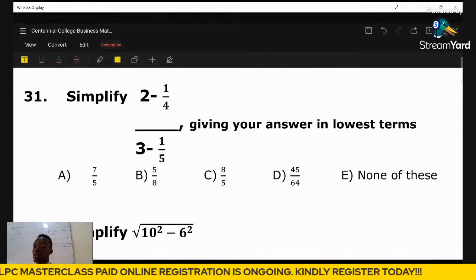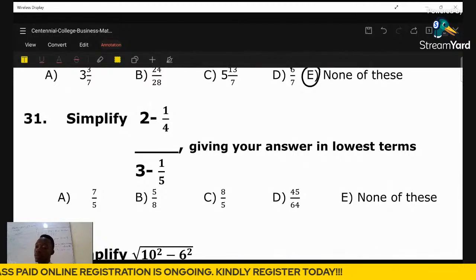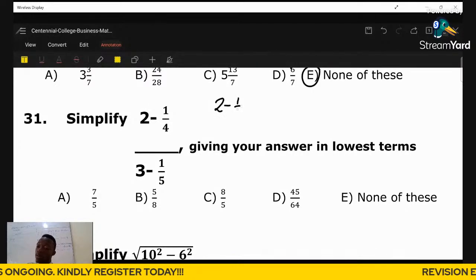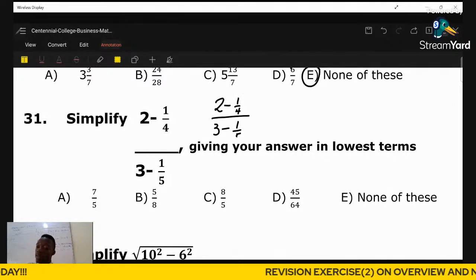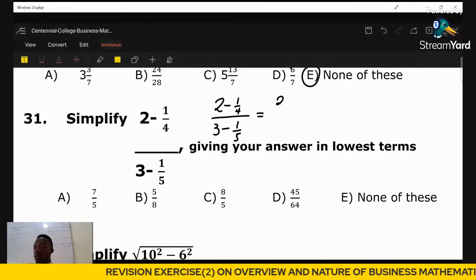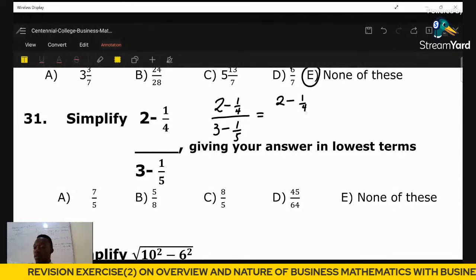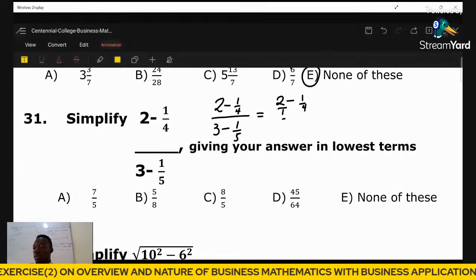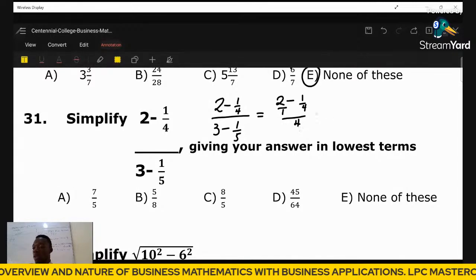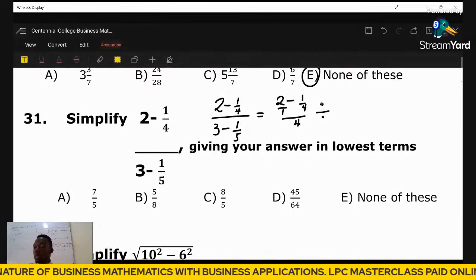31, we have to simplify this. We have 2 minus 1 over 4 divided by 3 minus 1 over 5. So here, we find the LCM. So that becomes 2 minus 1 over 4 divided by 1. Okay, so the LCM is going to be 4. And then divide by, because of the space, I'm using this.